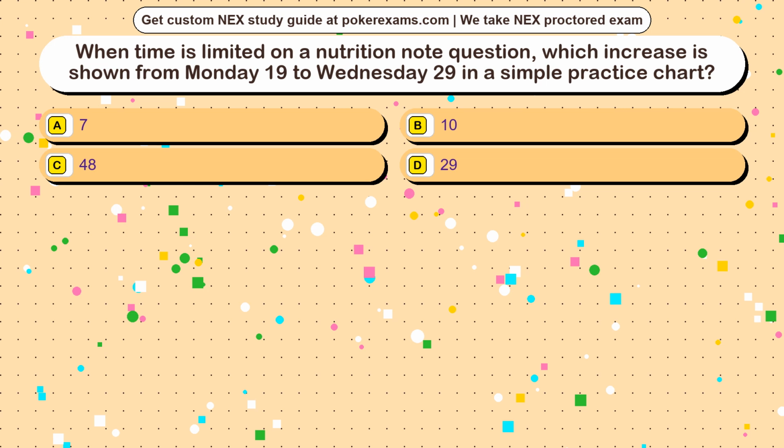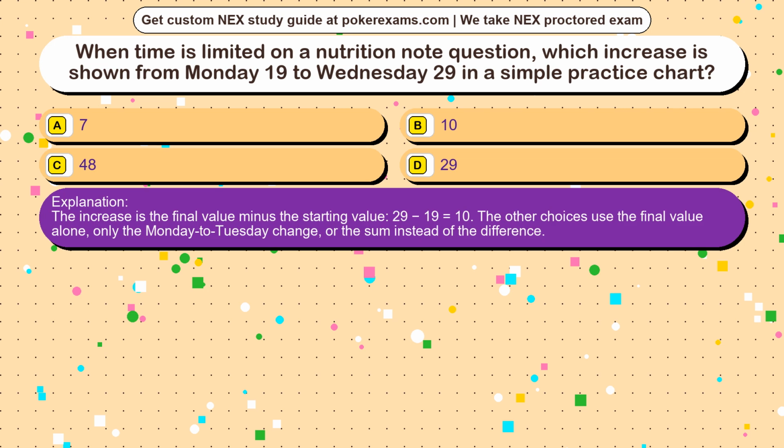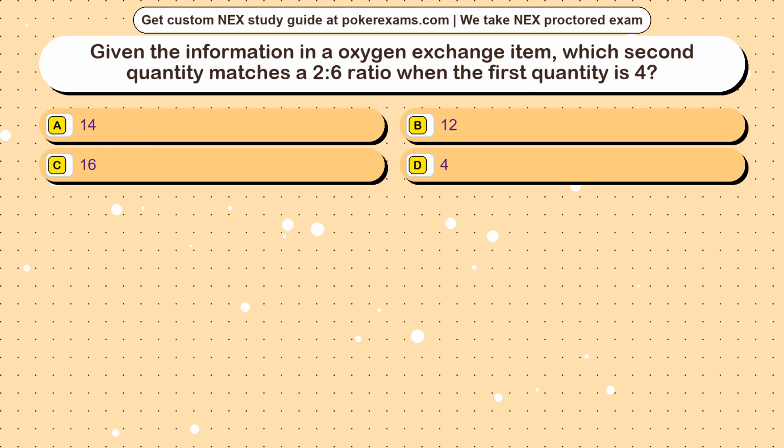The correct answer is option B. The increase is the final value minus the starting value, 29 minus 19 equals 10. The other choices use the final value alone, only the Monday to Tuesday change, or the sum instead of the difference.